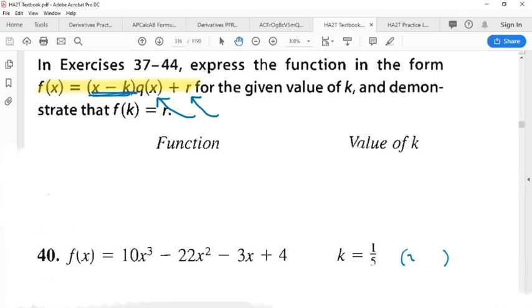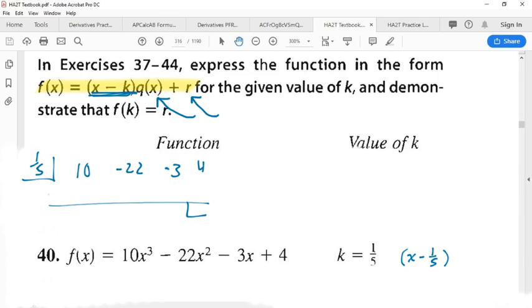Okay, so we got x minus 1/5. That's what you get with this. Because if this is our k right here, that's what we're dividing by. The 0 is 1/5. Okay, so I got my little birdie house. We got a 1/5, and we have 10, negative 22, negative 3, and then 4.